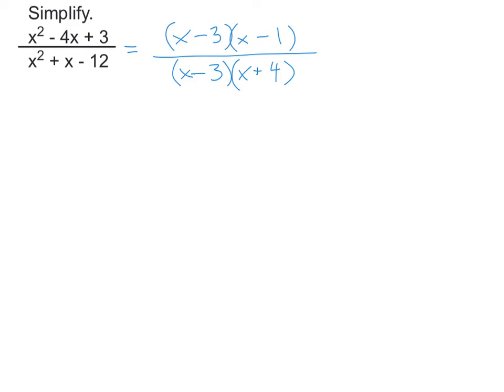So once again, we look on top and we see that we have the same number, in this case an x minus 3, being multiplied into a different number. So we can cancel the x minus 3's, because whatever that is, that's the same number that we're taking out of both top and bottom. And so we divide out and they become 1's, and what are we left with? Well, the numerator has an x minus 1, the denominator has an x plus 4, and that's it.